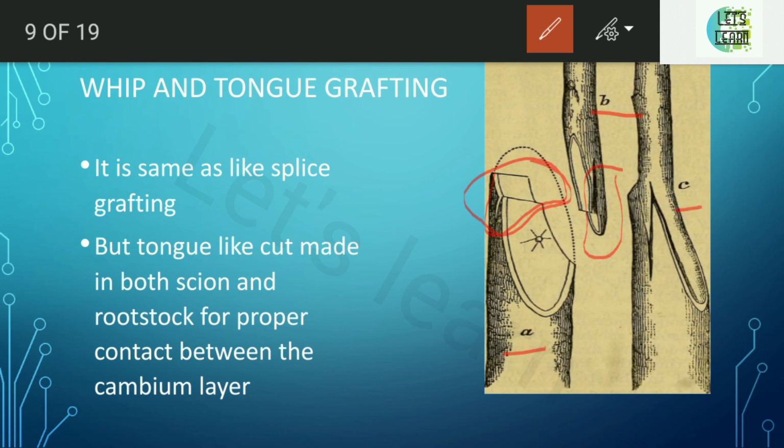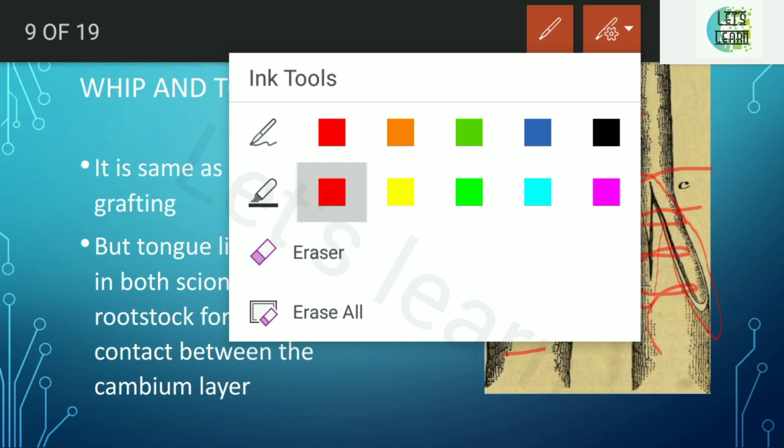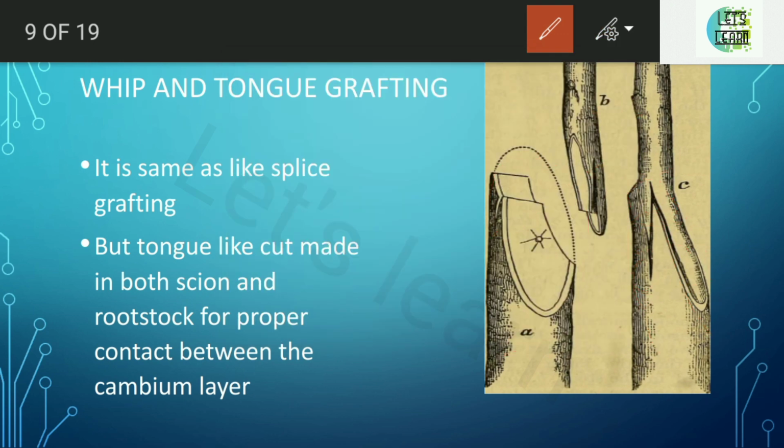So see, these two will be properly in contact, and then covered with the polythene strip. So why are we making this? To have proper contact between the cambium layers.